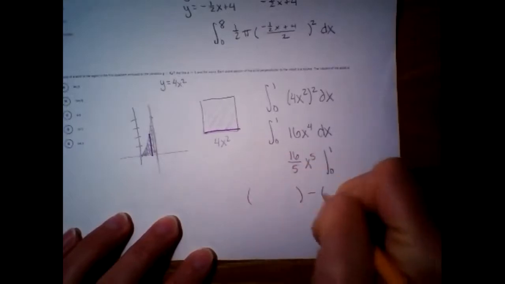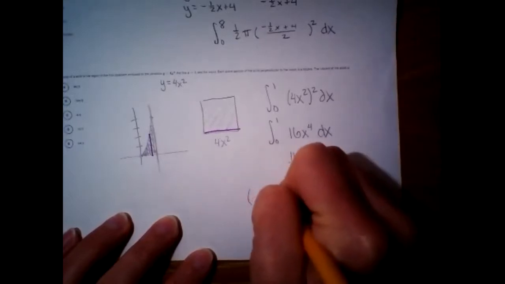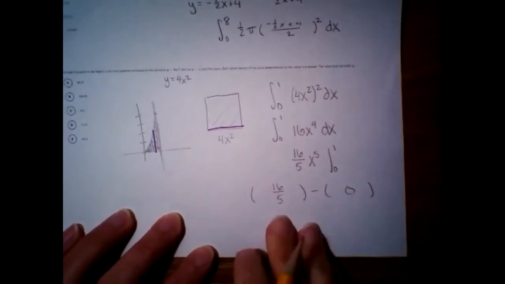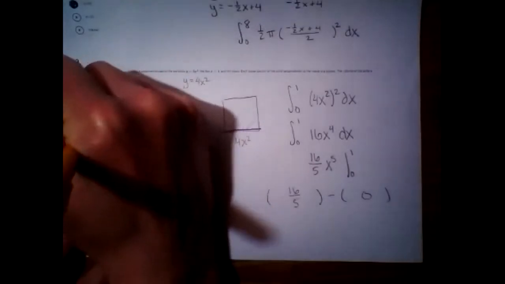Upper boundary minus lower boundary. If you plug in 1, you're just going to get 16/5. If you plug in 0, you get 0. So that's gone. So just 16/5 is our answer. So D for that one.